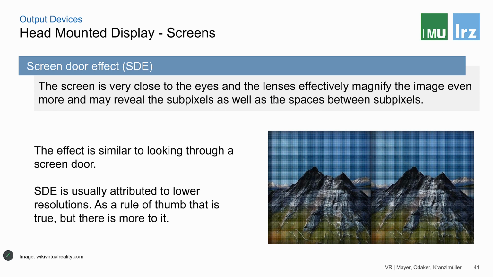So screen door effect, as a rule of thumb, is usually connected to resolution. A low resolution display means that there is more screen door effect, while a higher resolution display usually means that there is less screen door effect. However, there is a bit more to it than this. Why? Because it also depends a bit on the display technology that you actually use in your head-mounted display.